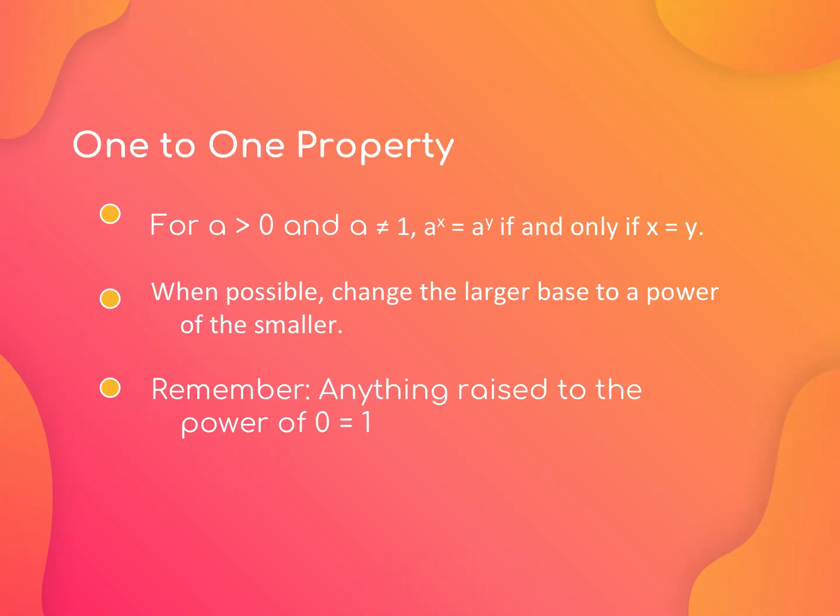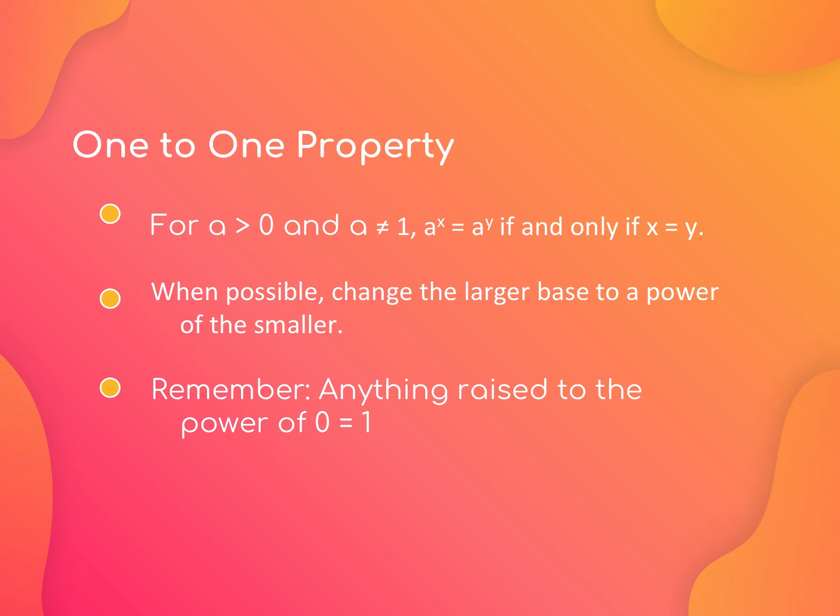Here's what we're going to talk about today. It's called the one-to-one property. You might also see it referred to as the change of base. So here, when a is greater than 0 and not equal to 1, and a is our base, if you have the same base, then to solve for a missing exponent, you can set the exponents equal to each other. Now, when it's possible, always try to change the larger base to a power of the smaller base.